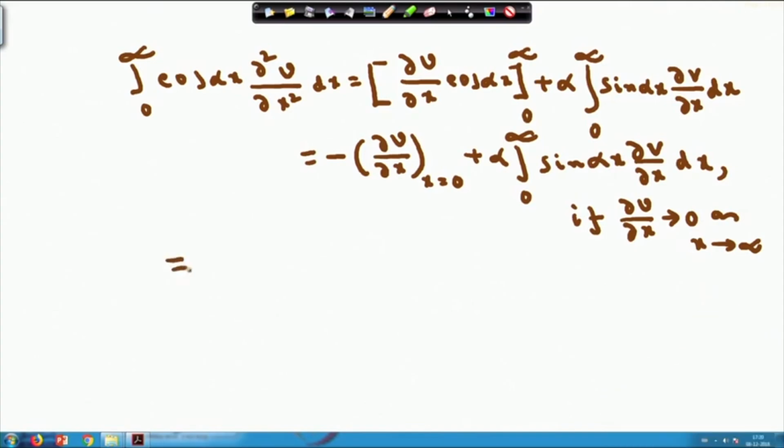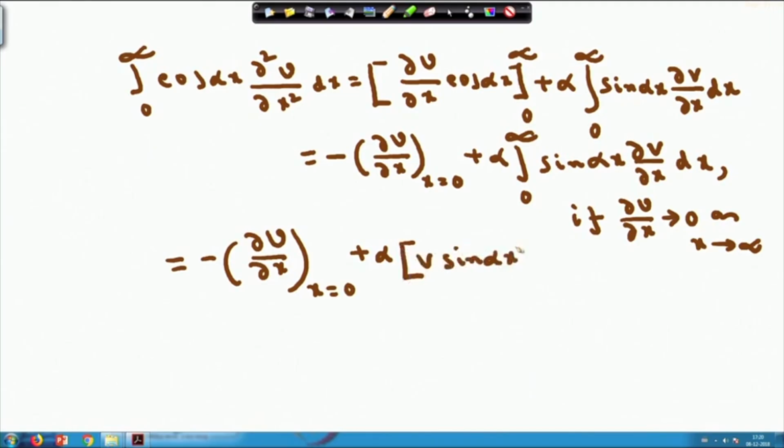So, this equals minus del v del x at x equals 0, and again if I use integration by parts, then alpha into v sine of alpha x from 0 to infinity minus alpha square into 0 to infinity v into cos of alpha x into dx.